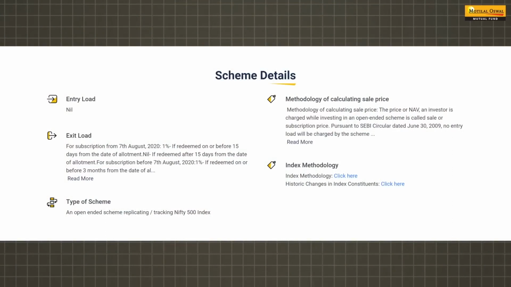So suppose you're buying a Nifty 500 index fund, you'll be able to see what the minimum investment required is. What is the expense ratio of the fund? When can allotment happen? So a lot of the scheme level details you can find in that section. Then you'll also have a riskometer.